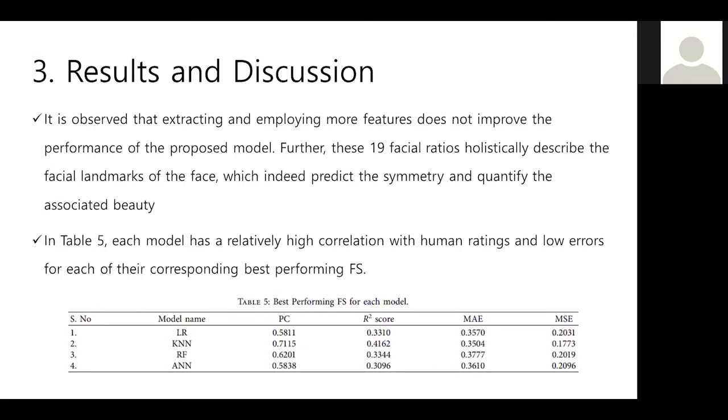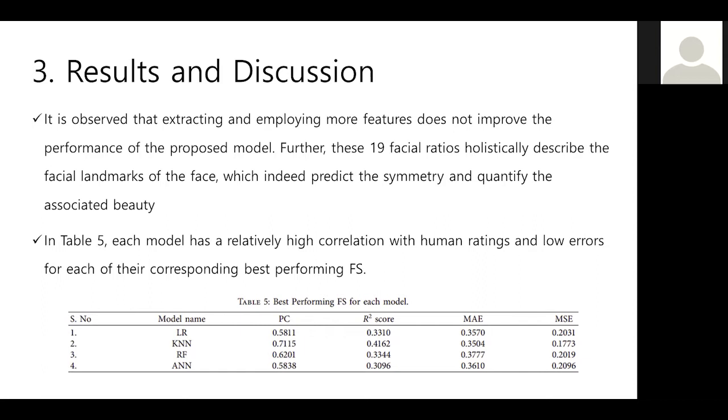Result and discussion. In our study on facial beauty prediction, we used facial landmarks as a base feature set for extracting facial features. From the facial landmarks, we calculate 19 facial ratios that are used for predicting the beauty of the facial image. The analysis compared the performance of computer models against human ratings and examined the performance of each model. This table shows the performance of each model concerning their correlation and error metrics.